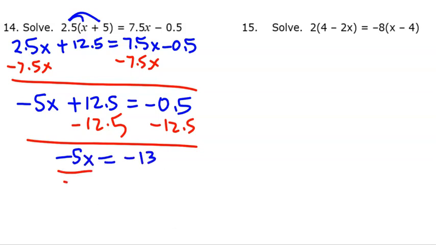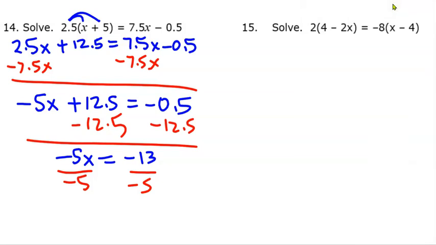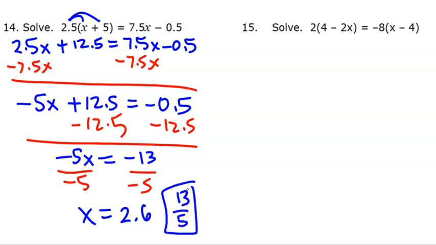And now I'm going to divide by my coefficient, which is negative 5. So I'm going to divide negative 13 by negative 5, and I get a pretty good looking decimal. So you could write it as a decimal since it truncates, 2.6, or you could leave it as a fraction, 13/5. But don't forget your answer is positive.